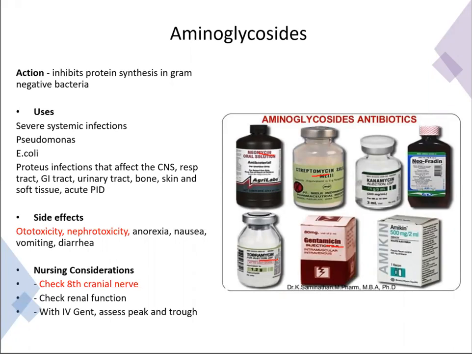We can use them for severe systemic infections, Pseudomonas, E. coli, or Proteus infections that affect the CNS, the respiratory tract, the GI tract, the urinary tract, bone, skin, and soft tissues, or even acute pelvic inflammatory disease. Most especially, streptomycin is used as part of treatment for tuberculosis. So you need to remember that.